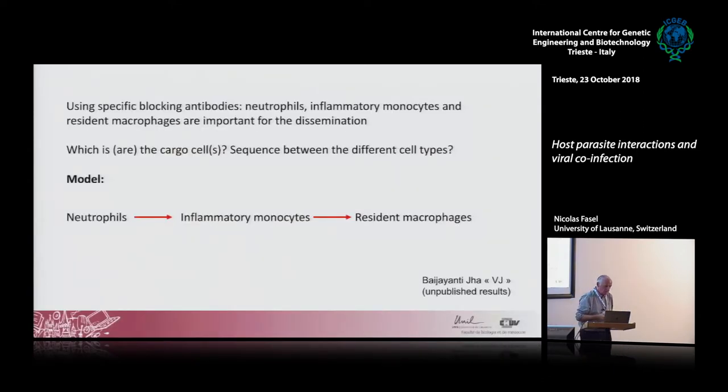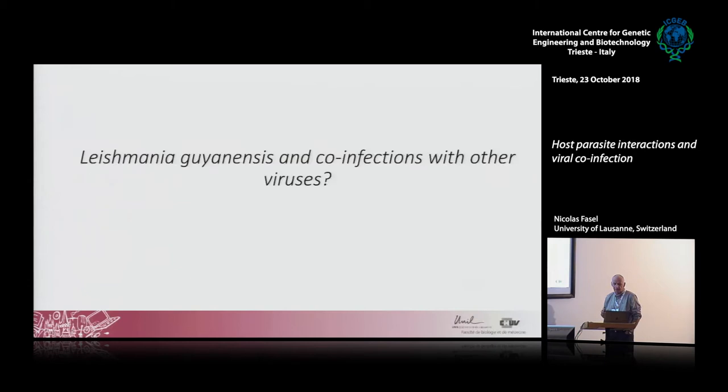So we are using different blocking antibodies to block neutrophils, inflammatory monocytes, and resident macrophages. We still don't know exactly which are the cargo cells, or if we have one cell type or several. This we don't know. But the model we are working on is probably that we have neutrophils, inflammatory monocytes, and resident macrophages. In this case, I can't exactly tell you how it goes. Maybe one cell, maybe several cells. She's still working on that.